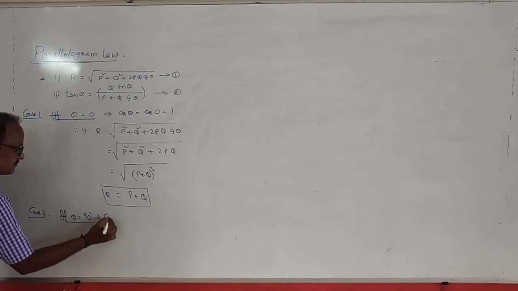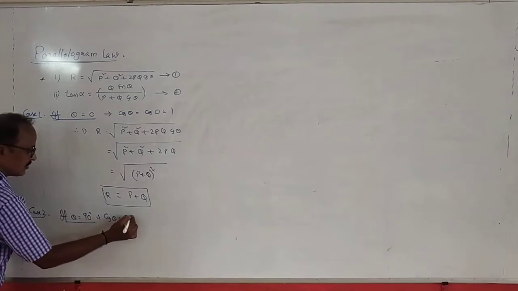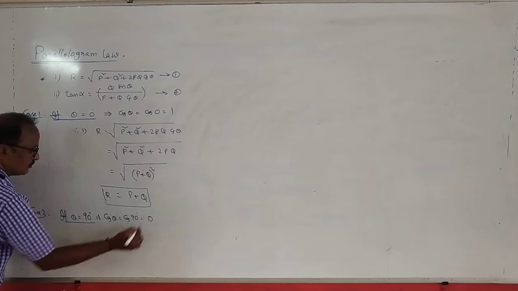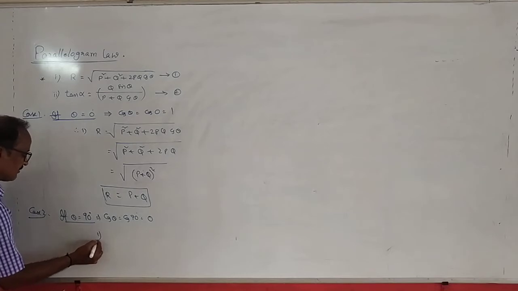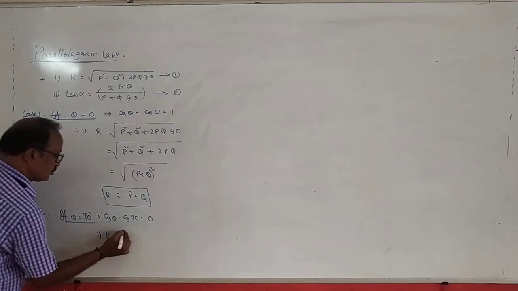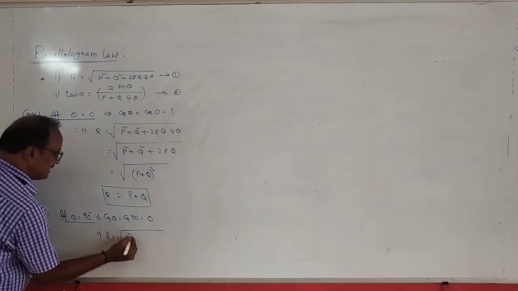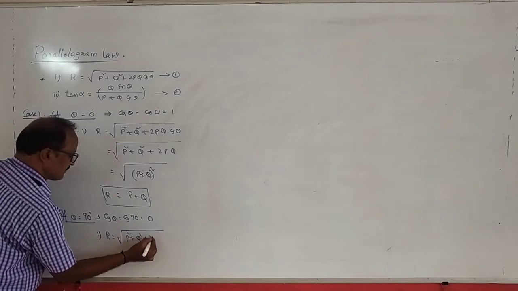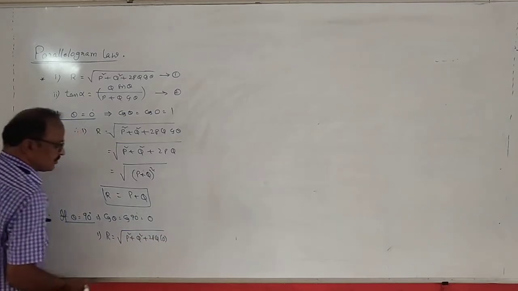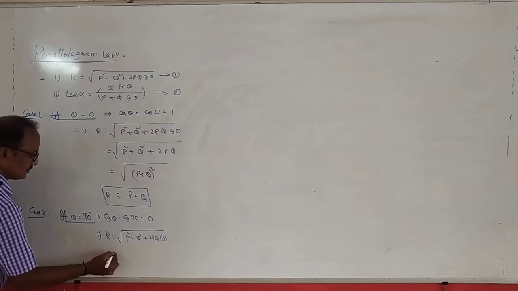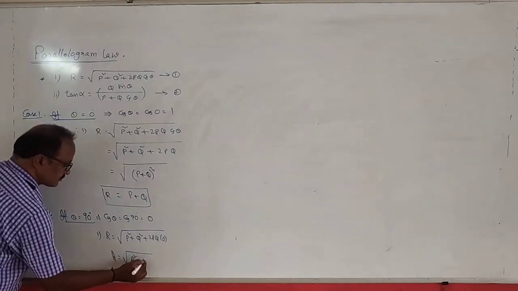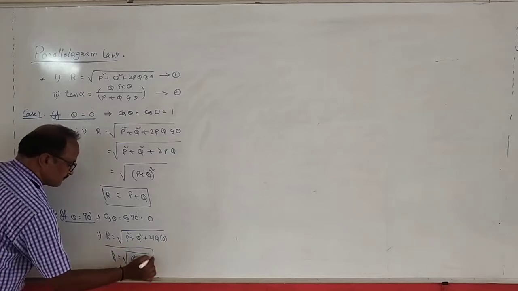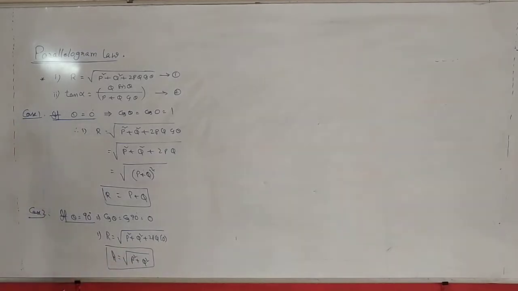Theta 90 means cos theta is equal to cos 90, which is equal to 0. Cos 90 value is 0. Then the formula for the magnitude of the resultant is R equal to root of p square plus q square plus 2pq cos theta. Cos 90 is equal to 0, that means R is equal to root of p square plus q square. This is the magnitude of the resultant.